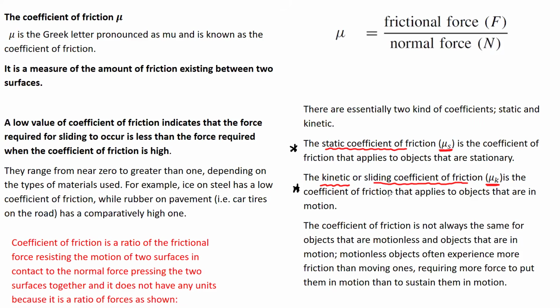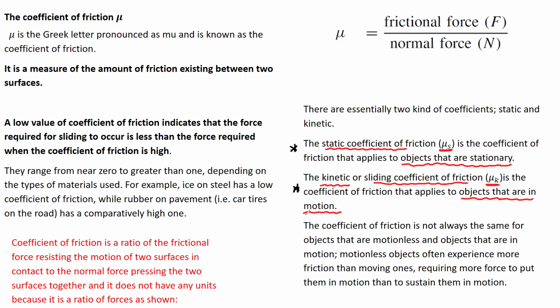The static coefficient of friction is applicable when objects are stationary. I'll go deeper on this. Then the kinetic or sliding coefficient of friction is available when the objects are in motion. So I need you to get this. There is a coefficient of static friction when objects are stationary. There's a coefficient of kinetic friction when objects are in motion.